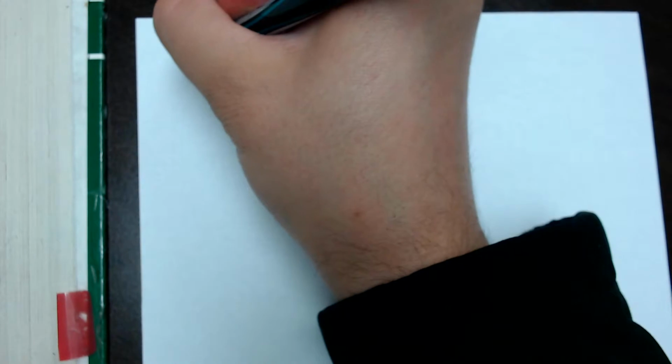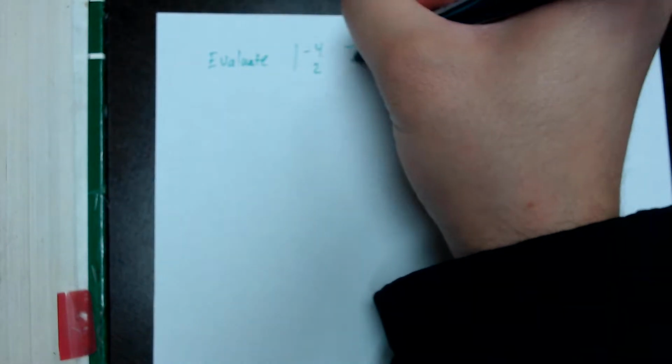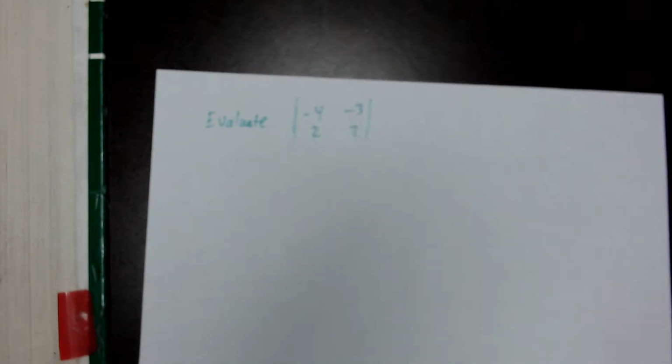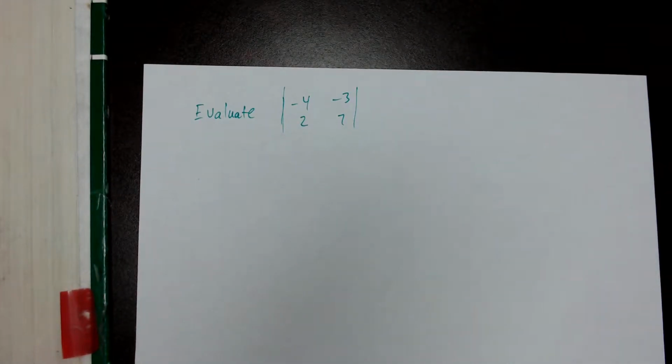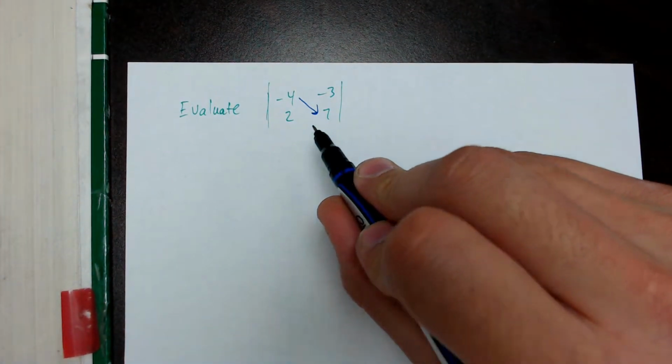And the book will just tell you to evaluate them. So it'll say evaluate the following matrix: -4 over 2, -3 over 7. So it'll tell you to evaluate that matrix. The way we're going to do it is we're going to cross multiply. I will take -4 times 7.